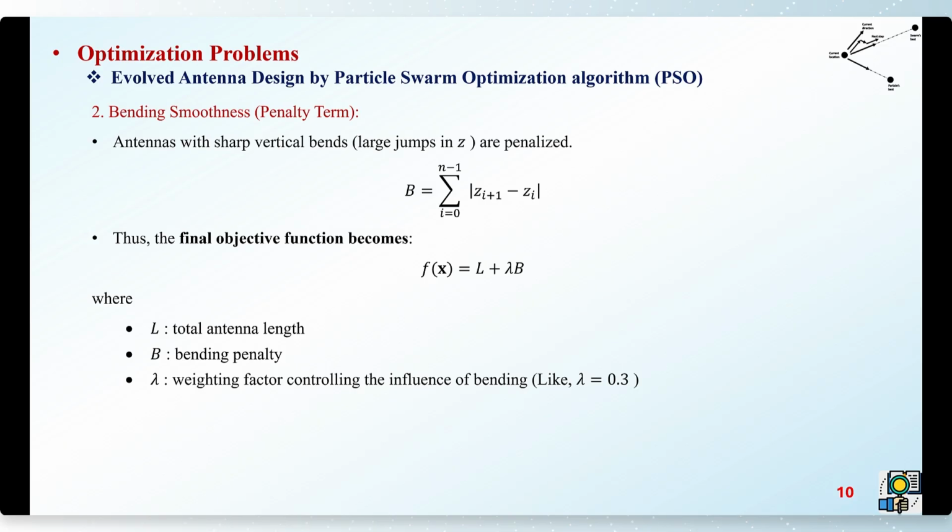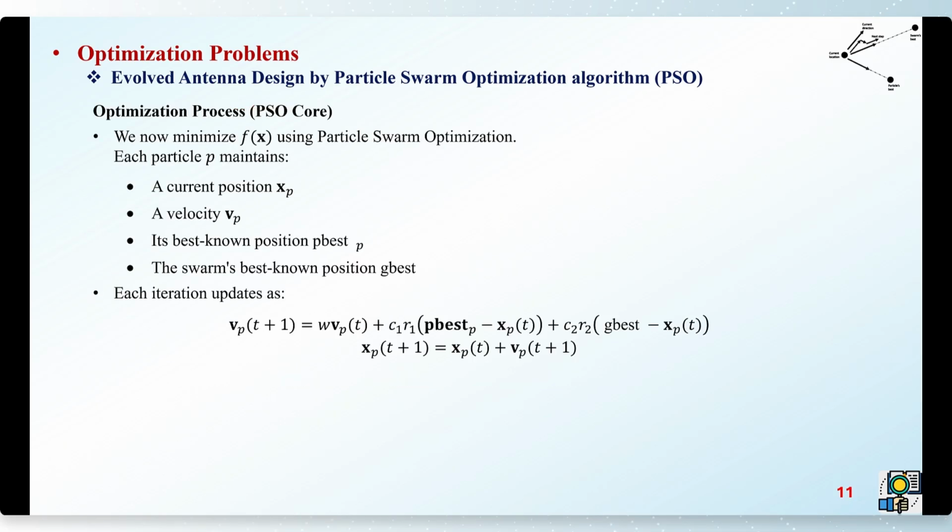Also, the bending smoothness or penalty term. Antennas with sharp vertical bends, large jumps in the Z axis, are penalized, which is going to be calculated by the following equation as B. Thus, the final objective function becomes f(x) equals L plus lambda B. And the lambda here is the weighting factor controlling the influence of the bending. So it is going to be a parameter we can adjust.